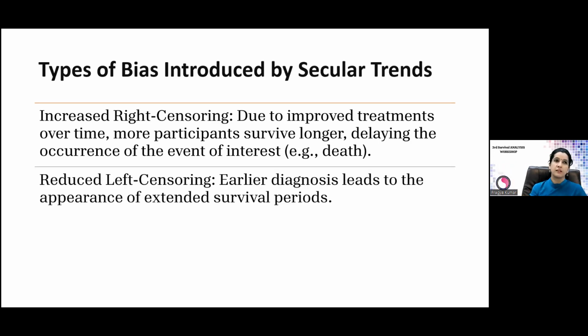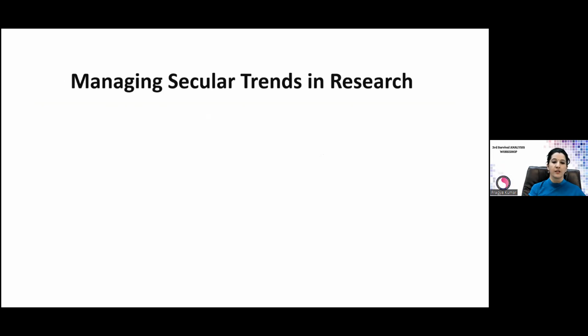And if some screening procedure has been developed, so now you can diagnose skin cancer at an earlier stage, you will reduce the left censoring. So you assume that there is no secular trend during your study period.